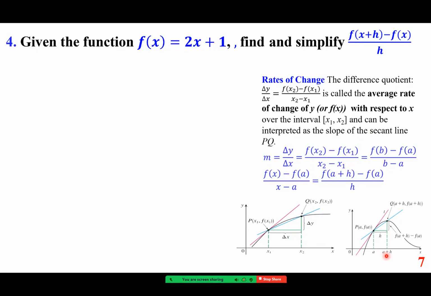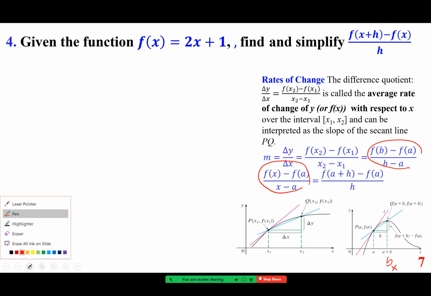If this is a and this is b, if instead of a plus h I put b, it gives us this expression. If instead of b I call it x, it gives us this expression. And if you go with a plus h, it gives us this last expression. All of them, in essence, are the difference quotient. This is most widely used. So let's see what we can do.